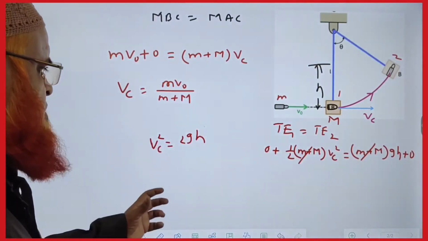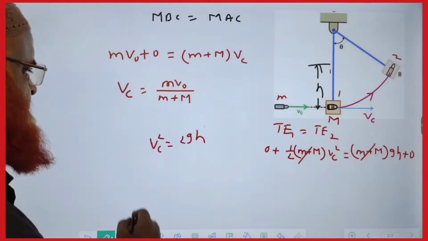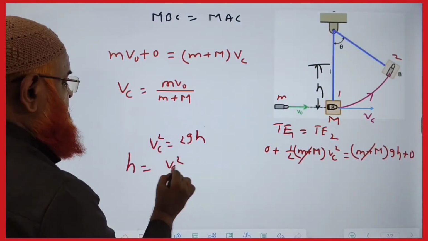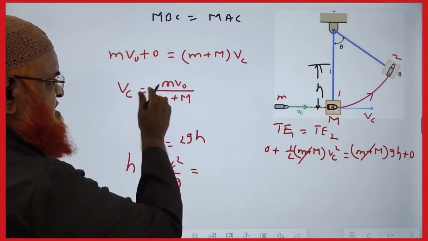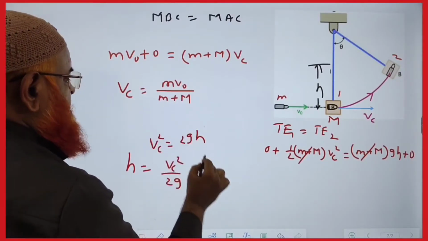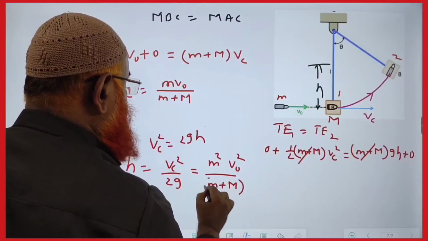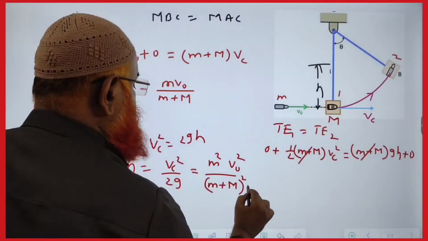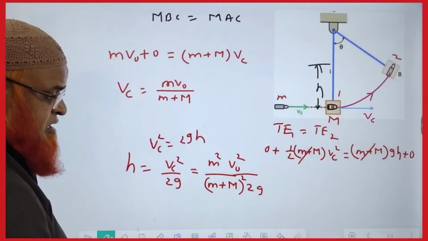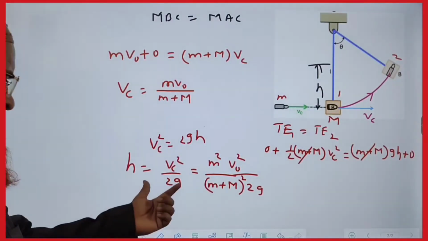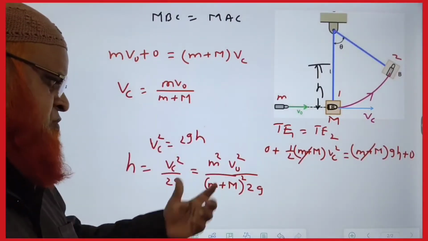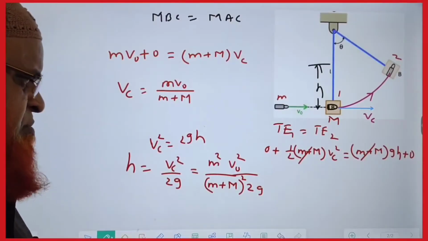Okay, so what are we going to do here? He is asking us to find out the height h. So h is nothing but Vc square by 2g, where Vc square is the total value: m square v0 square by small m plus capital M whole square into 2g. This is going to be the formula. Here Vc square means total value whole square divided by 2g. So this is your formula now to find out.